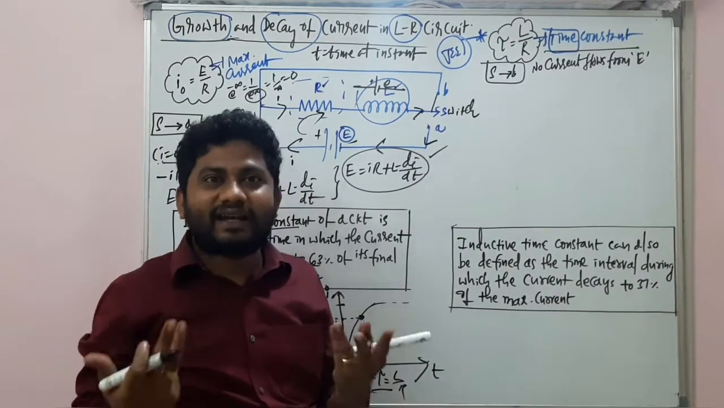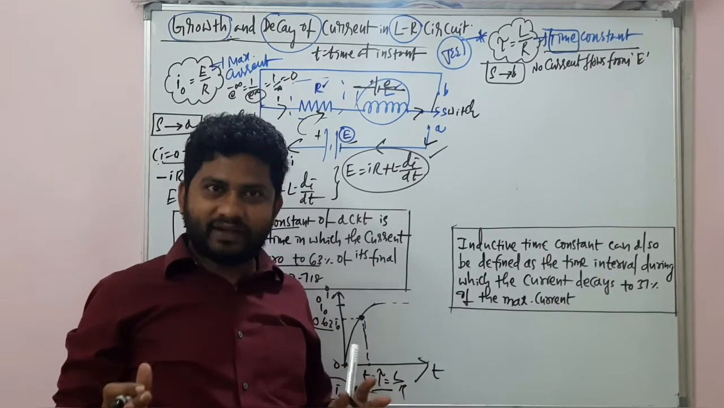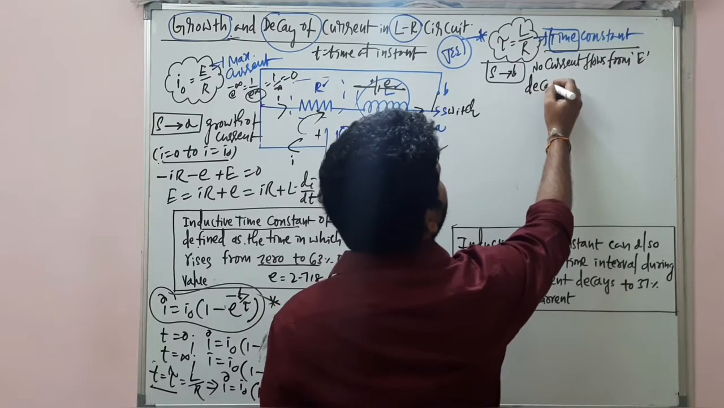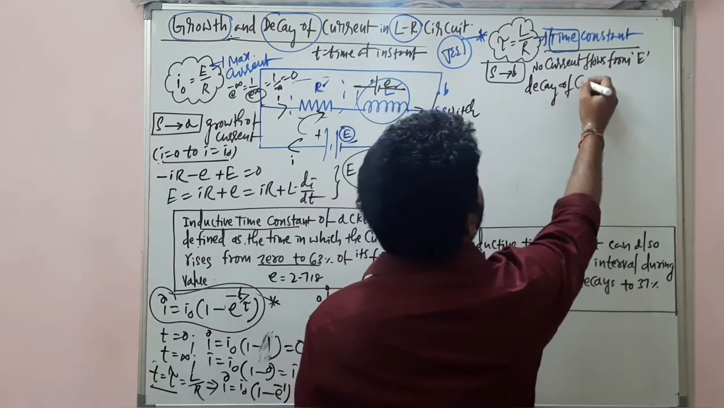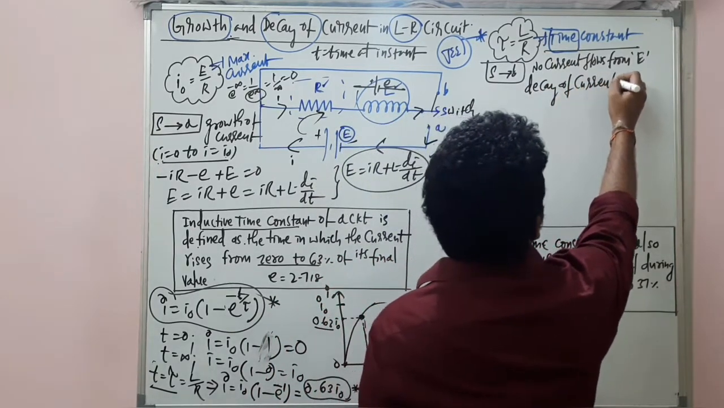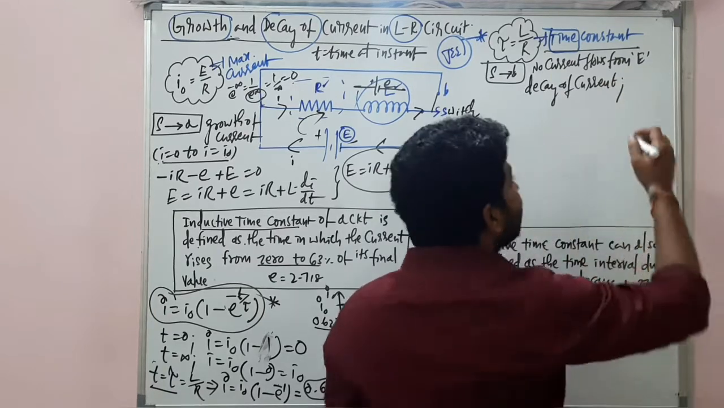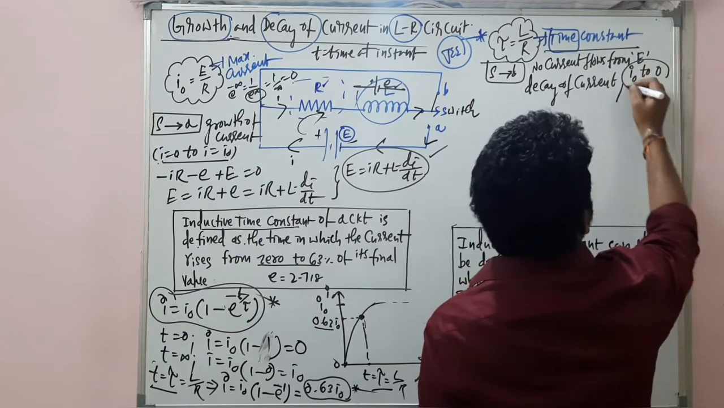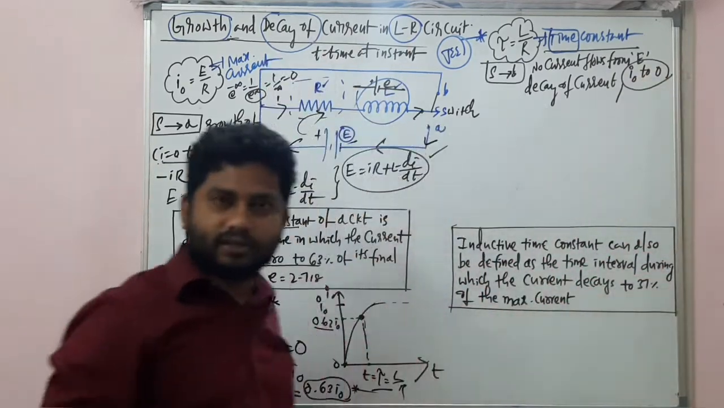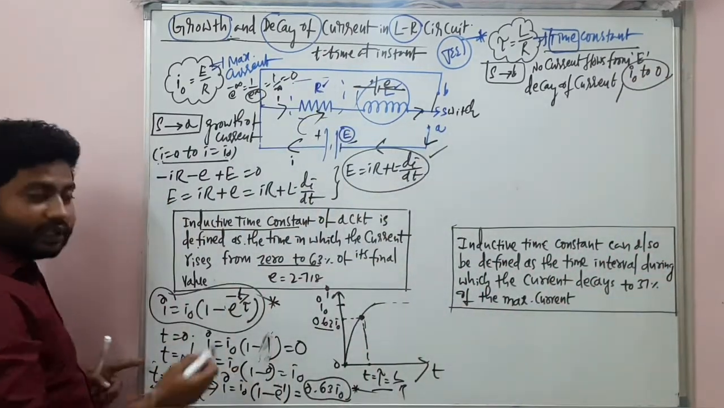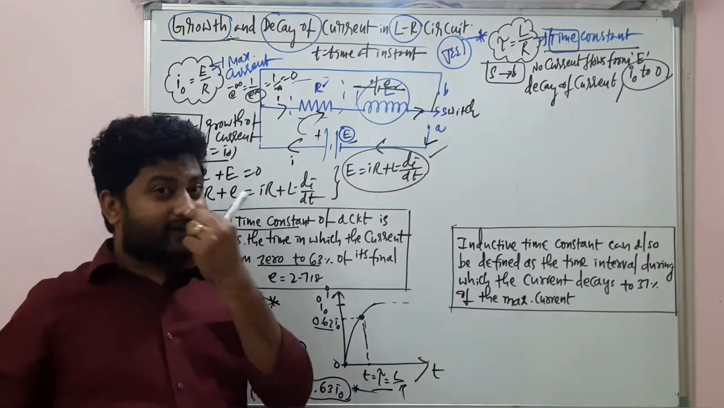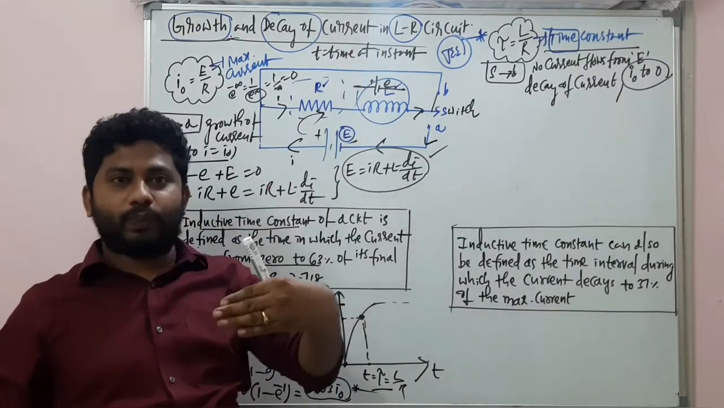So from where does this current go now? Understand? So here the important thing, the decay of the current takes place. That decay will be from I naught to 0. That's important. Maximum value current has reached in the time infinity. Now the decay takes place from maximum value to 0.